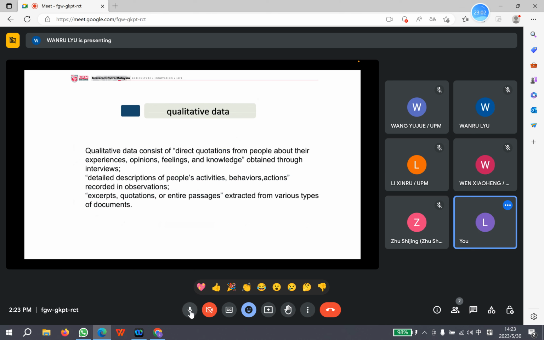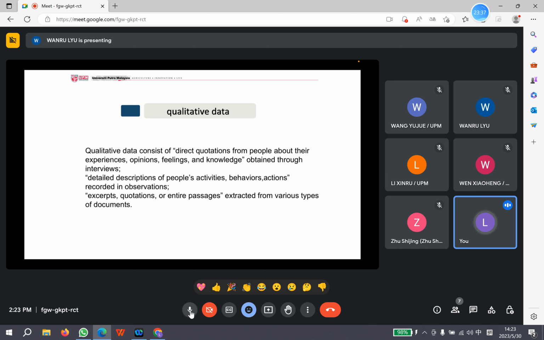Qualitative data consists of direct quotations from people about their experiences, opinions, feelings, and knowledge obtained through interviews. And number 2 is detailed descriptions of people's activities, behaviors, and actions recorded in observations, and excerpts, quotations, or entire passages extracted from various types of documents. So we can see what qualitative data is.